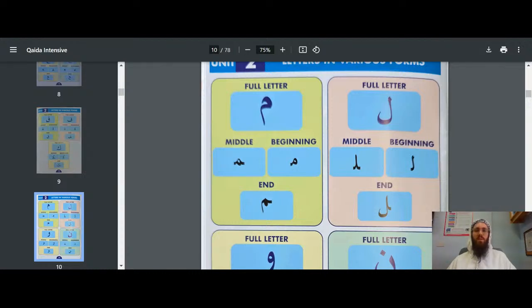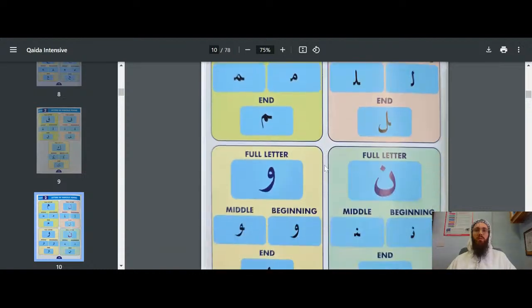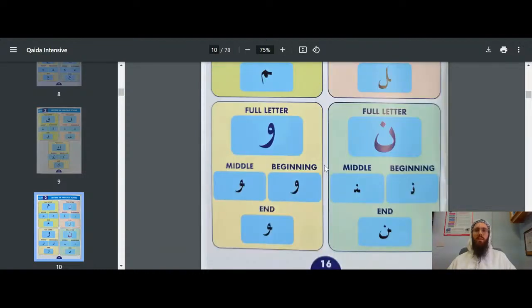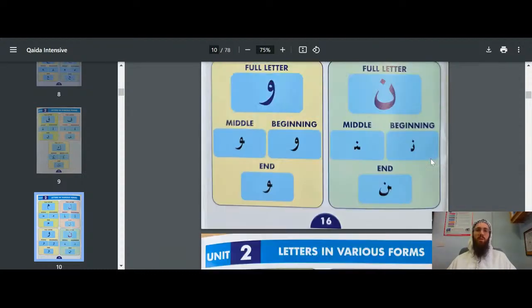You can see that the core is really the same. You're just writing it in cursive. You're connecting the letters, in fact. And then the noon, importantly, is the same as the ba, ta, tha. It's the same looking little symbol, except this one has one dot on top. The ba has one dot on the bottom. The noon has one dot on top. So you already know that one as well. And then waw, of course.